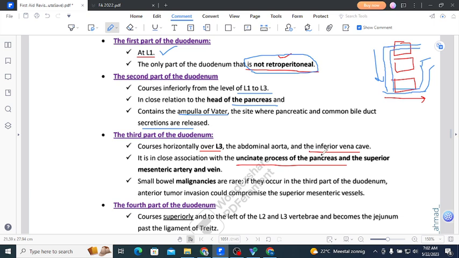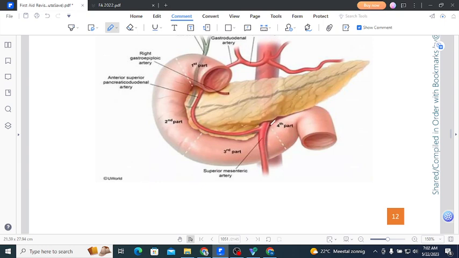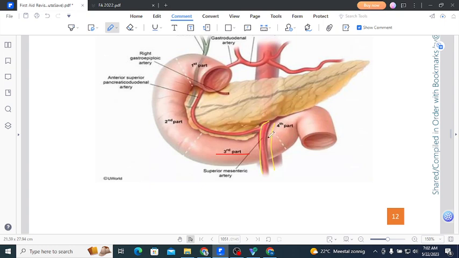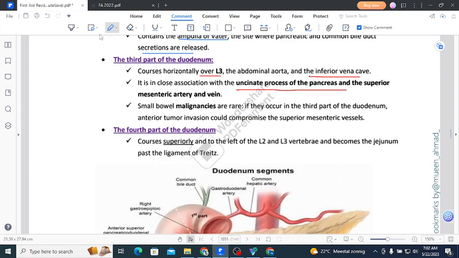It is very important to remember because you can see that this is the third part, and the third part is in close association with the superior mesenteric artery that is descending over it. You can see the superior mesenteric artery, and they have not shown the vein, but the artery and vein, superior mesenteric artery and superior mesenteric vein, are descending over the third part, and it is of very high clinical significance. We'll see that later on, but for right now, remember this anatomy.